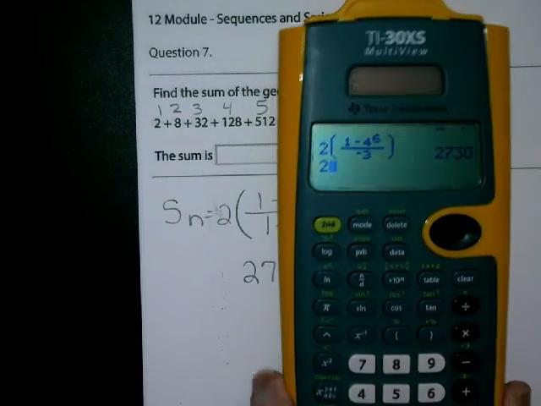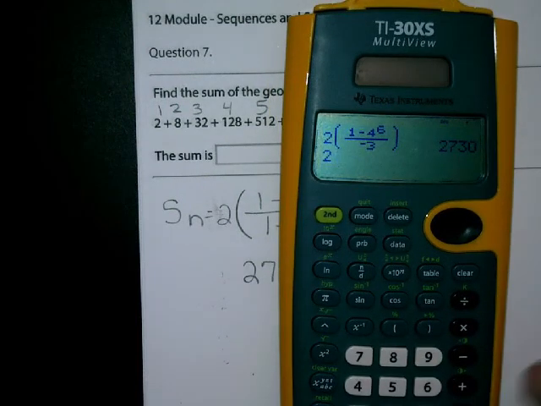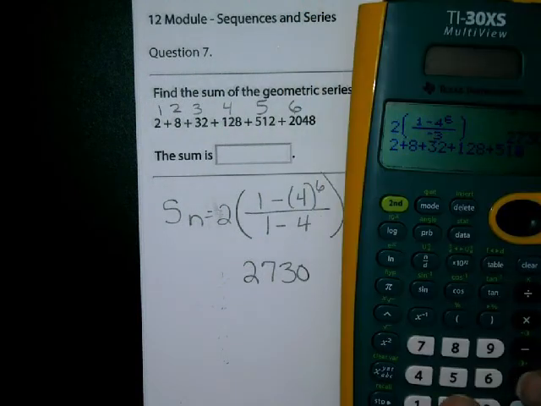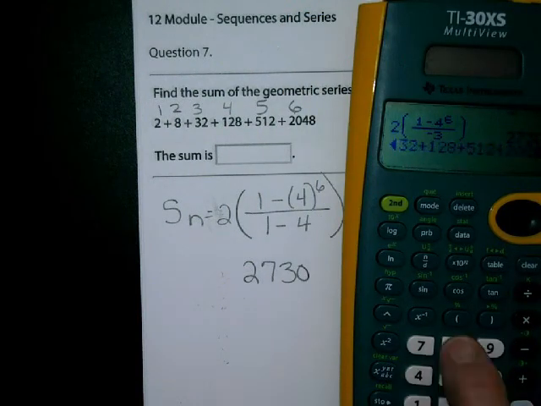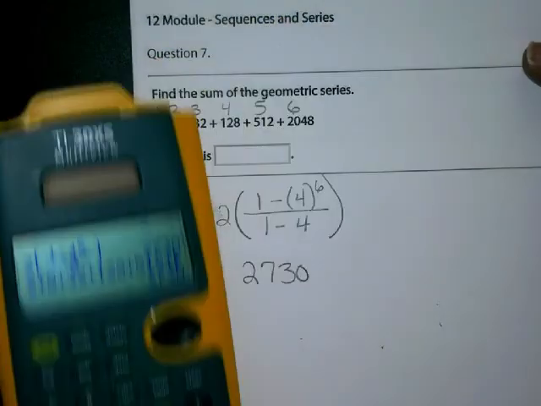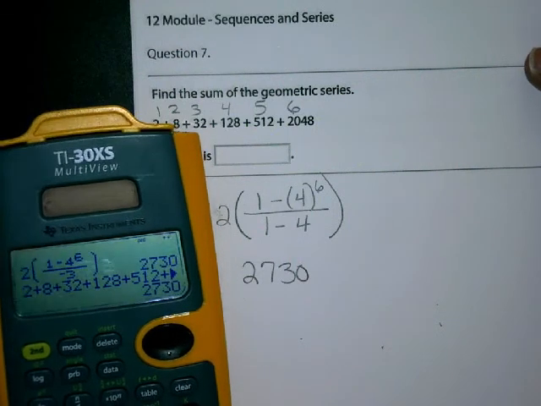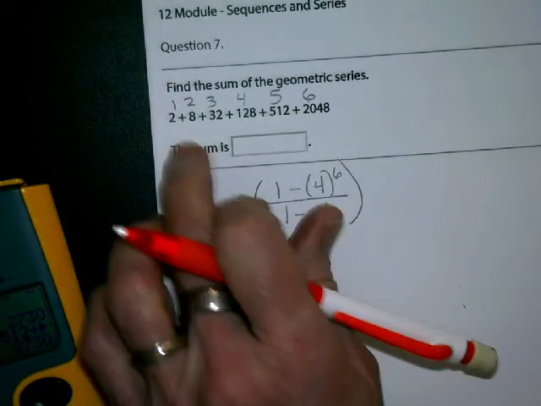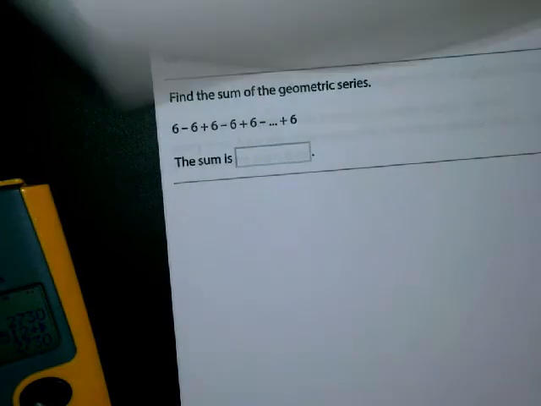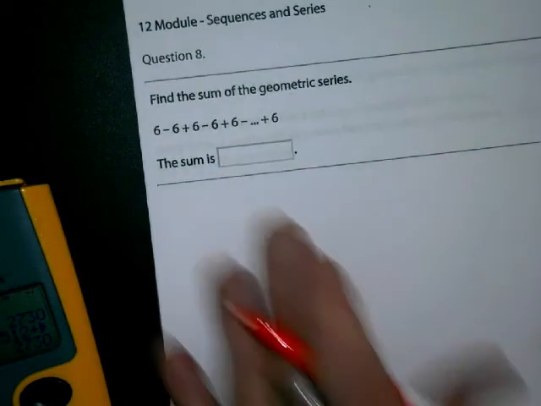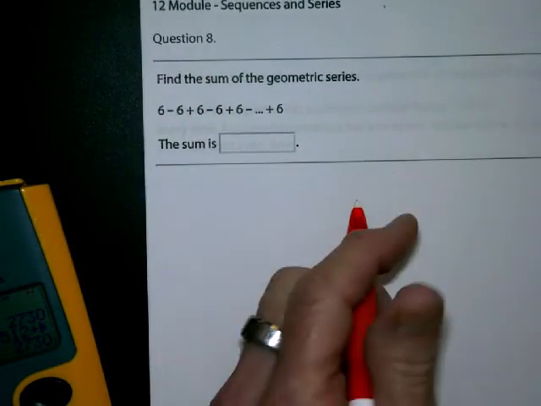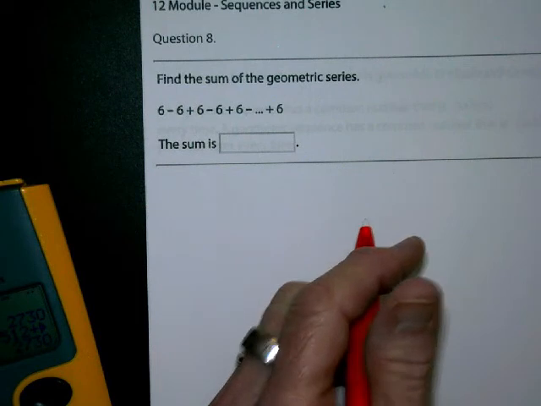Parenthesis. I got 2,730. So just a quick check. You can see my math here. If I put in 2 plus 8 plus 32 plus 128 plus 512 plus 2048, that's pretty cool. They end up to be the same value. We know this is a system that works no matter how many terms you have.